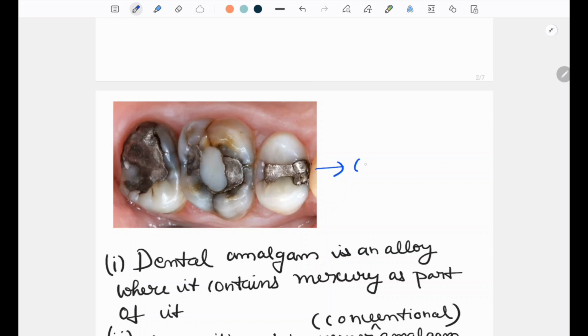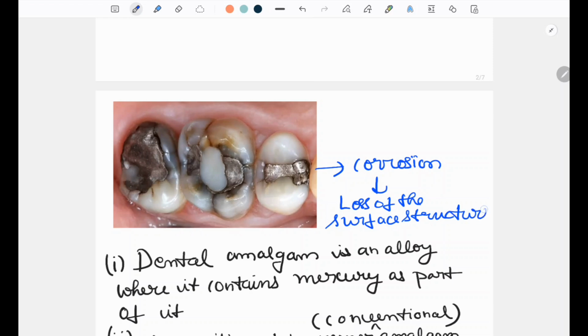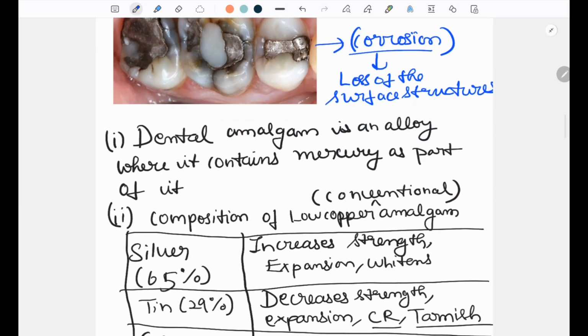This picture tells about corrosion. Corrosion is nothing but when there is loss of surface structure, that represents corrosion. Coming to the important key points, dental amalgam, as I said, is an alloy which contains mercury as part of it.